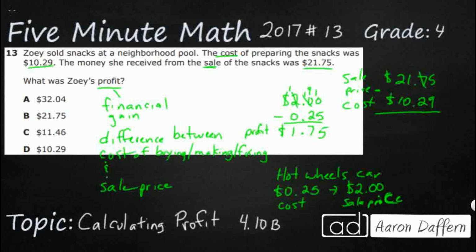And so let's see, we're going to need to regroup there. So 15 minus 9 is 6. 6 minus 2, that's going to be 4. 1 minus 0 is 1. And then 2 minus 1 is 1. So even though you walked away with $21.75 in your pocket, and you think, wow, you're rich, remember, it cost you $10.29 to actually make those snacks. So your profit is going to be C, $11.46.